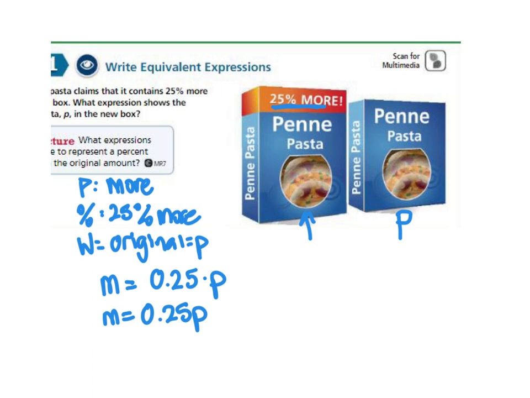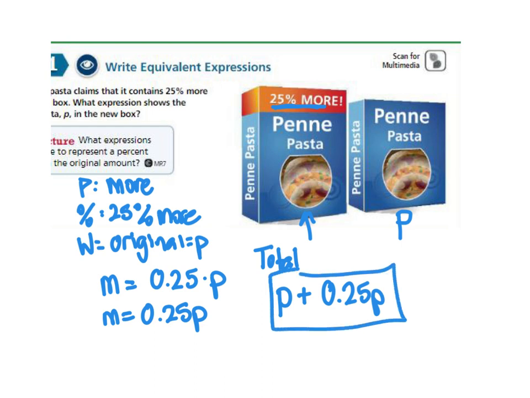So to find the total amount in the box, the total is going to be how much was in the original plus how much more there is. And so this is our expression for how much is inside the new box. P for the amount that was in the original plus the 25% more.